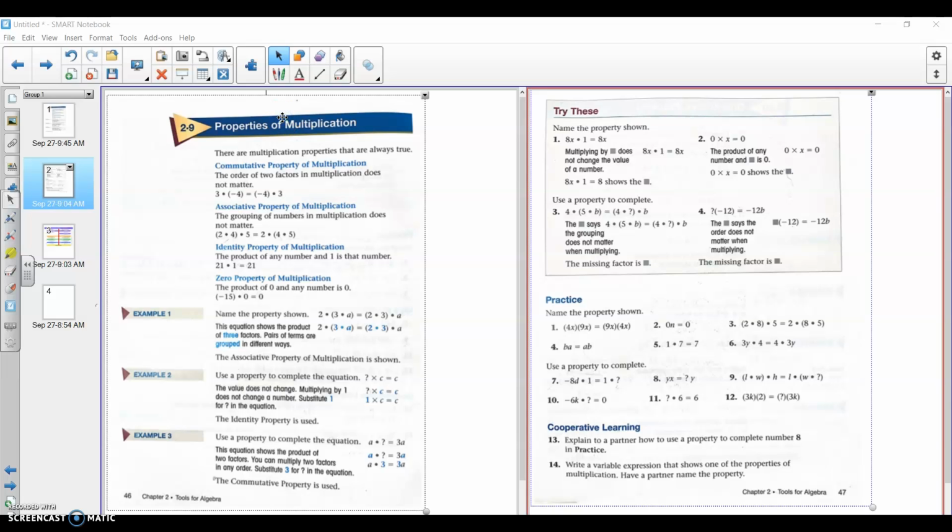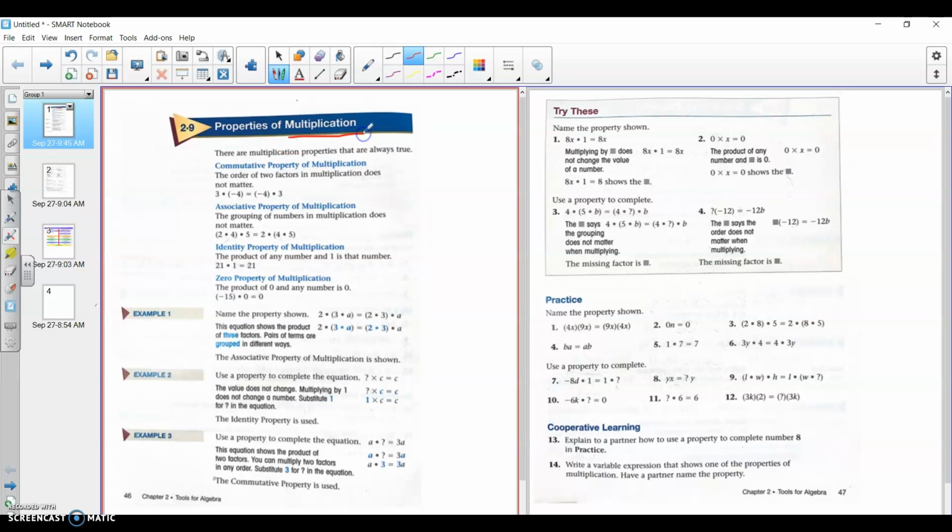All right, we are in Chapter 2, Section 9, and today it is properties of multiplication. The previous page was properties of addition. You'll notice you're still going to see the commutative property. You still see the associative property. Identity property is here, but it's going to be just a tad bit different. And we're now adding the zero property. Again, you did this in middle school.